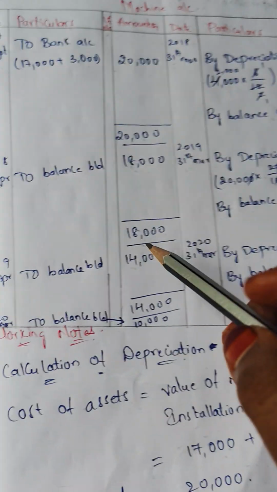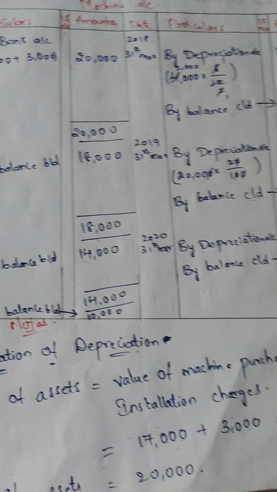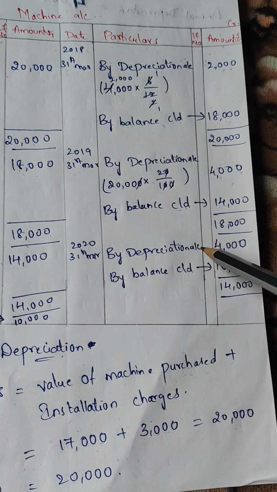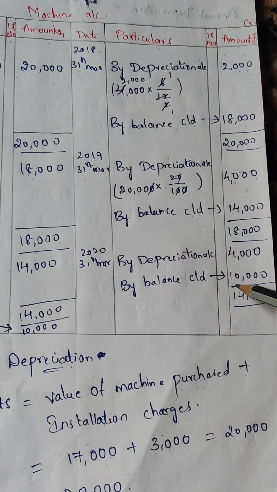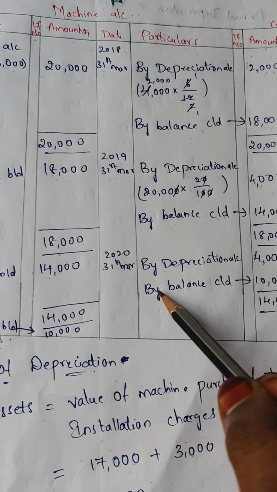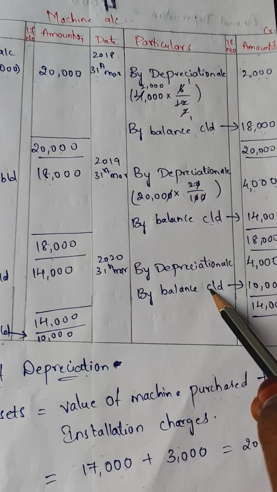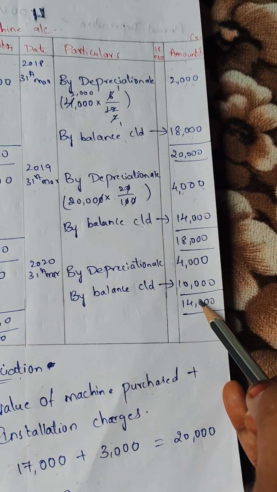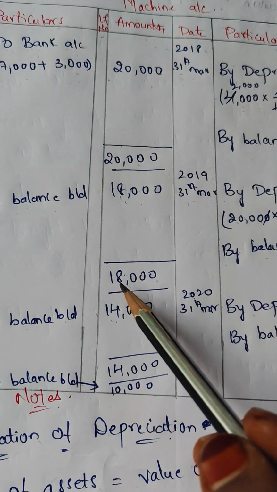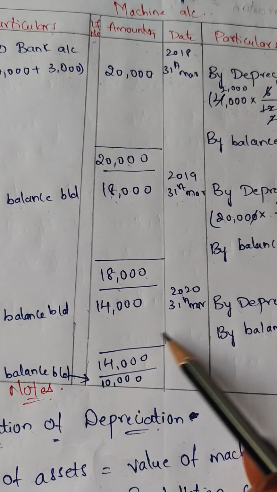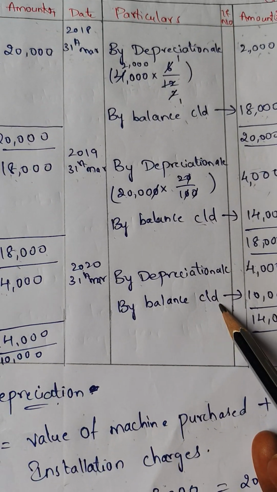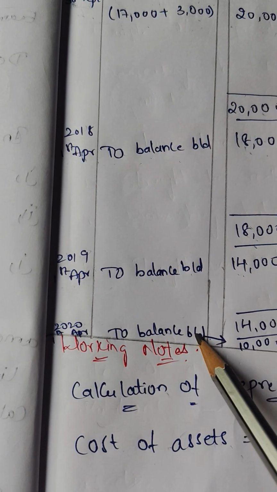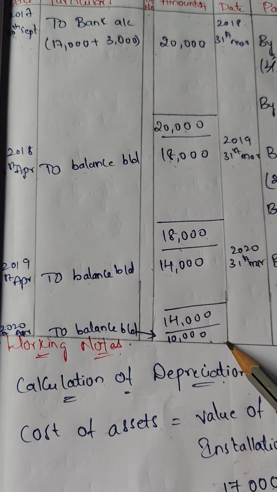Next step, what we have to do: this brought down 14,000 minus 4,000 we have to do. 14,000 minus 4,000 will get here 10,000. So here we have to write by balance carried down. Again these two we have to add here. 10,000 plus 4,000 will get 14,000. Again these 14,000 as it is we have to write. Here we have to close our account. Next here we have to write 1st April to balance brought down, 10,000 we have to write.